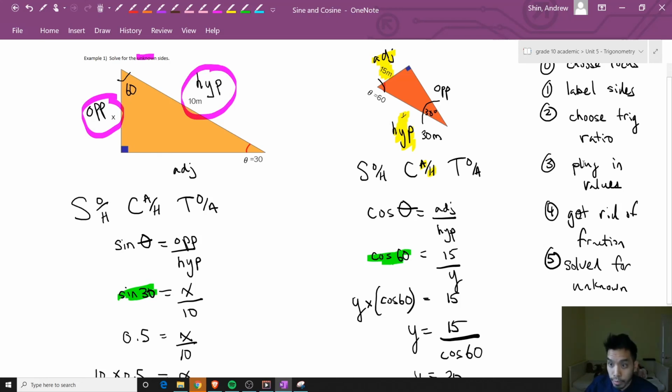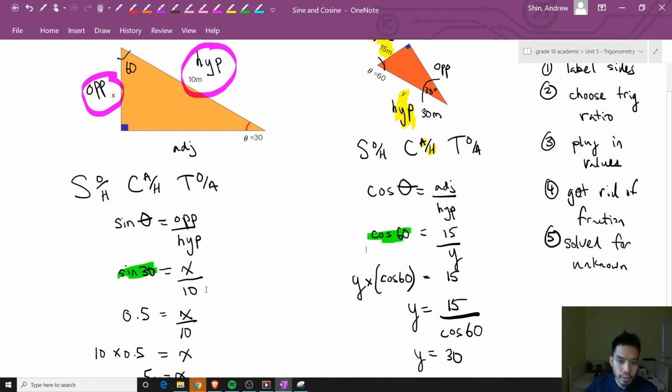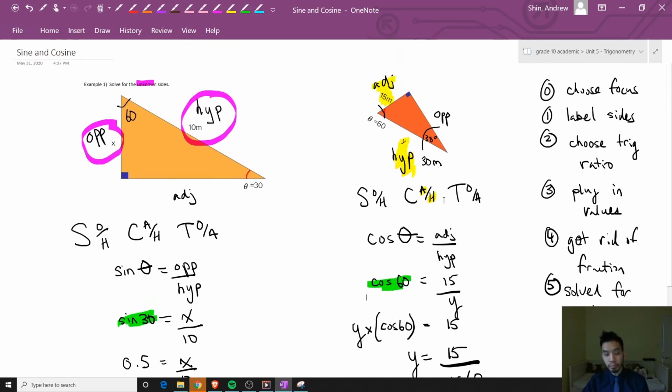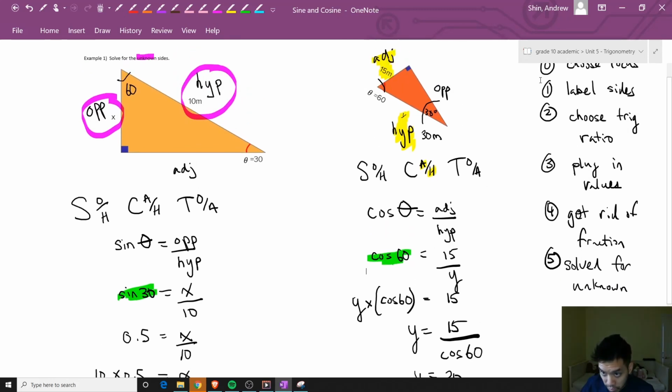Then we plugged in the appropriate values, so theta for 60, theta for 30. We plugged in our adjacent and hypotenuse, or opposite and hypotenuse in this case. And then you solved, by getting rid of the fractions and then solving. And then you got the values. Okay? So that's the normal, basic knowledge stuff.